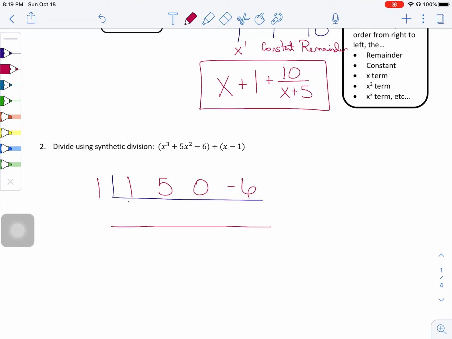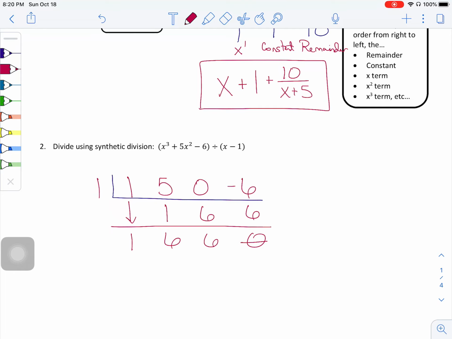This first value, first coefficient here, drops straight down. And now I'm going to begin that process of multiplying, adding, multiplying, adding. So it's nice when we're multiplying by 1 because not much changes. 1 times 1 is 1. Add vertically, so 5 plus 1 is 6. Multiply, 1 times 6, 6. Add vertically, multiply, add vertically.